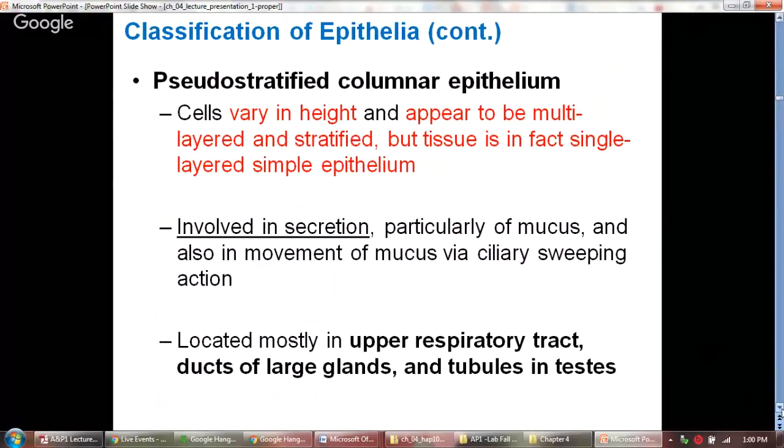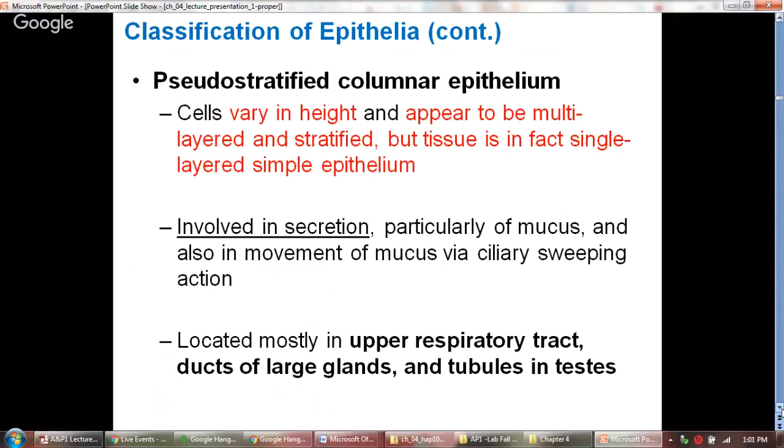The cells can vary in height, and it appears to be multi-layered and stratified, but the tissue is in fact a single-layered simple epithelium. It's involved in the secretion, particularly of mucus, and also in the movement of mucus via ciliary sweeping action. They're mostly located in the upper respiratory tract, ducts of large glands, and tubules in testes. So pseudo means false.